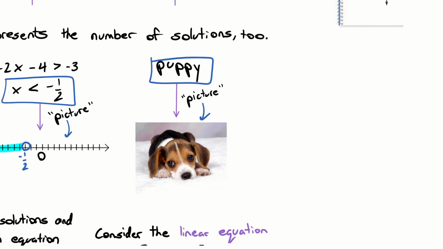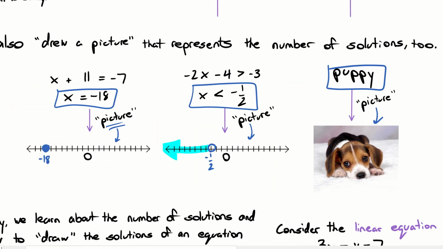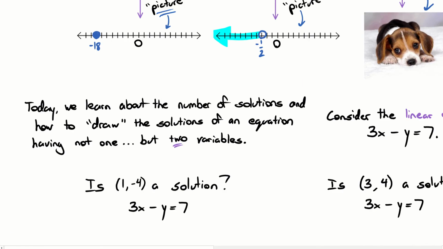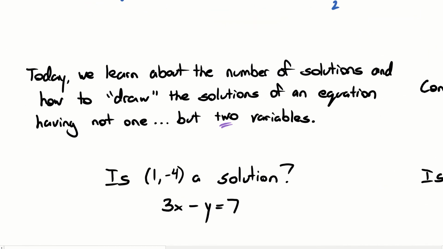But we're kind of going for the same idea here, in which the picture of the equation, or the picture of the inequality, is a much more rich way of looking at the problem. It gives us a better sense of what we're dealing with here. Same with the puppy. The picture, trust me, is far more interesting for your eyes than the actual word P-U-P-P-Y, puppy. So what we'll be doing today is actually drawing pictures, in other words, a graphical representation of various equations having to do with two variables. You see, today we learn about the number of solutions and how to draw the solutions of an equation having not one, but two variables.